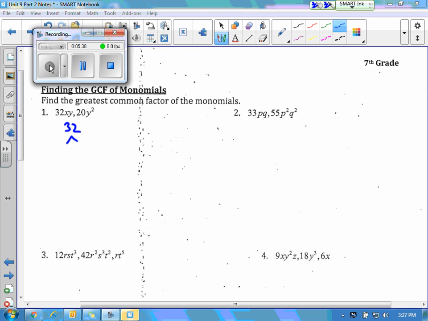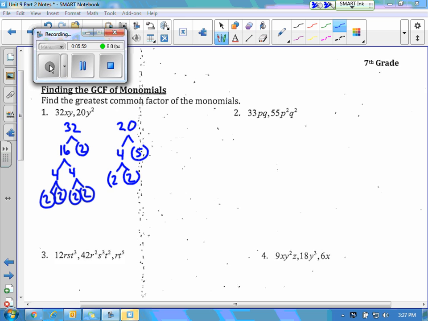So 32, I can split into 16 and 2. That'll split into 4 and 4, 2 and 2 for both of those. I'll wind up with 5 2's. Need to break down 20 as well. 20 becomes 4 and 5, 2 and 2. Again, just a reminder, for 32 I could have done 8 and 4. For 20 I could have done 2 and 10. I would have wound up the same place either way.